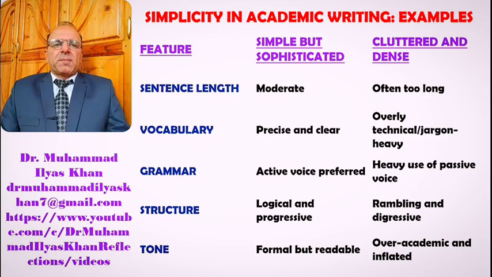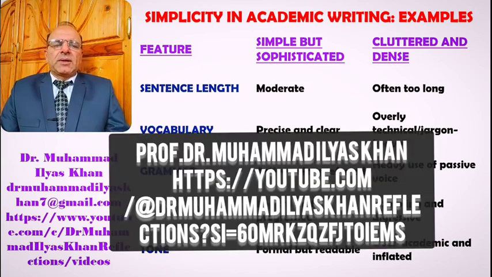The vocabulary is precise and clear in the simple but sophisticated writing, while it is overly technical and jargon heavy in the other one. In the grammar, active voice is generally preferred in the simple and sophisticated writing, although many could argue that this might not always be the case. But on the other hand, in the more cluttered one, we generally see heavy use of passive voice and a very formal, impersonal type of writing style.